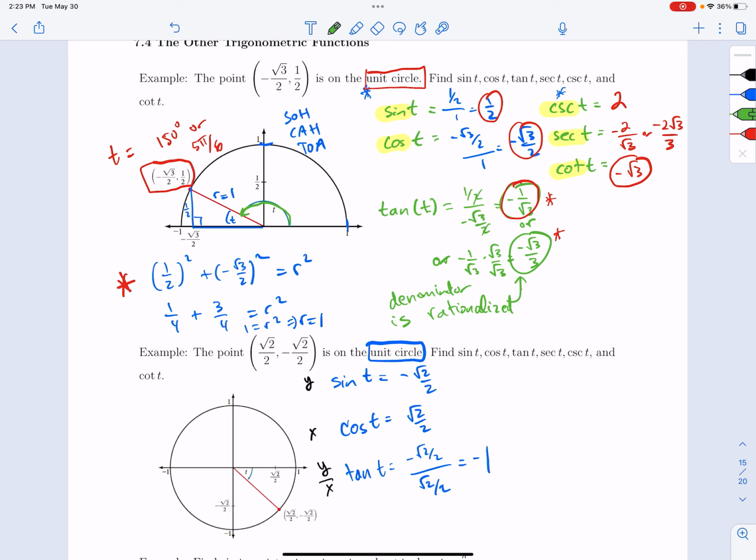All right, and then getting the reciprocals of this, cosecant of t is just the reciprocal of sine of t. So that's going to be negative 2 over root 2. Secant of t is positive 2 over root 2. And then cotangent of t, well, that's the reciprocal of negative 1. That's 1 over negative 1, which is still negative 1.